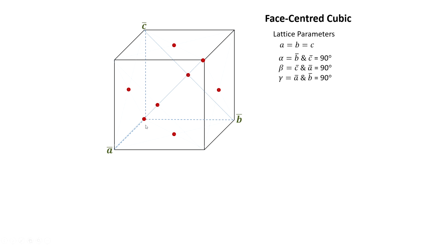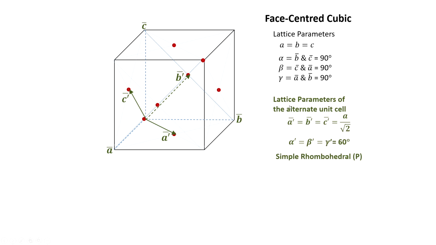Now, suppose I take the lattice point at the origin from where I have drawn the vectors A, B and C. From here I join 3 of the lattice points. I have joined by a vector A prime the corner to the center of this face, then the corner to the center of the left face, and the corner to the center of the rear face. You can very clearly see that the magnitudes of all 3 vectors will be equal, and they will be equal to A upon root 2.